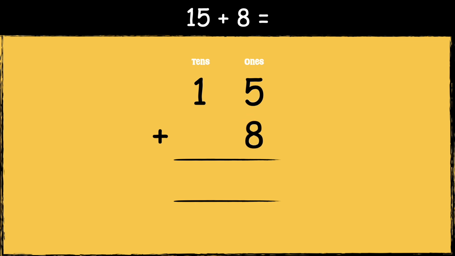So now we're ready to add the digits in each column. When we add numbers using column addition, we always start from the right-hand side. So we start with the ones. 5 add 8 equals 13. We carry the 10 below in the tens column.